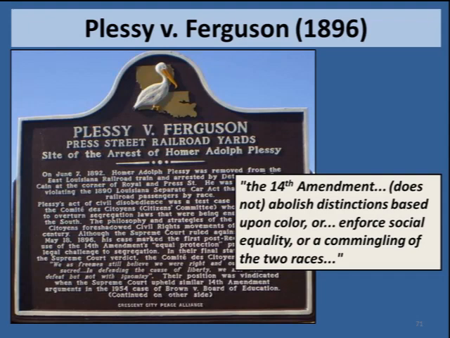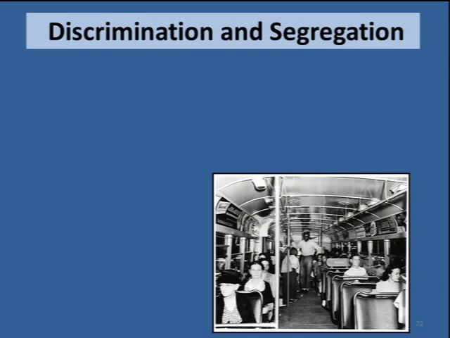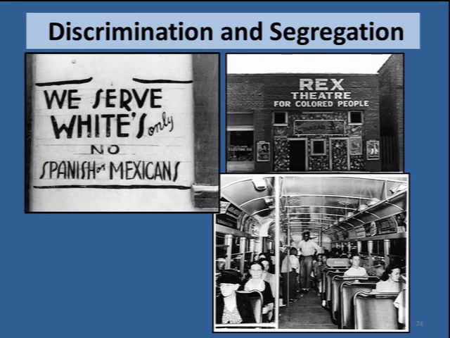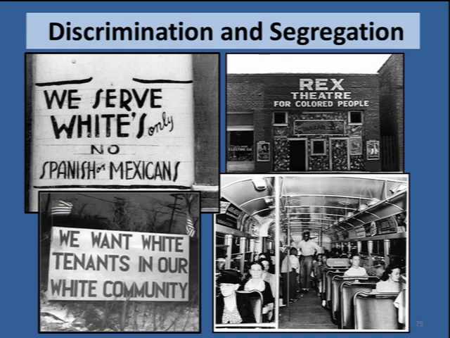Those two decisions made segregation and other forms of discrimination legal throughout the United States, and it would be 70 years before legal segregation was ended.